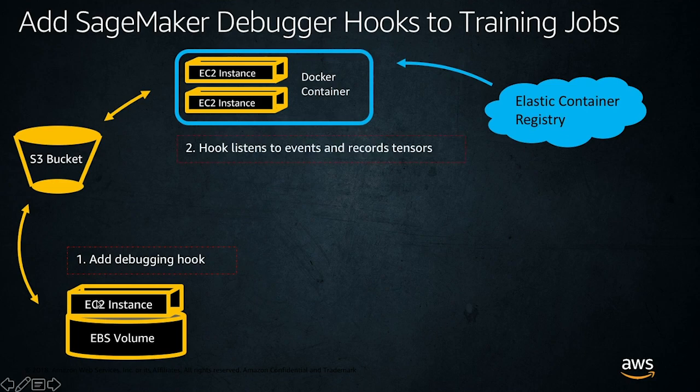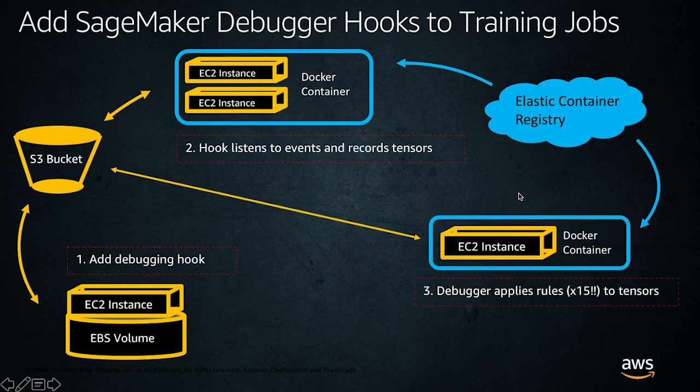And then when our training job comes online and starts to actually train our model, that hook is going to be listening to events. And it's actually recording tensors. So it's going to be listening to specific events in that training job based on what you set up. And then it's going to be recording those tensors and dropping those back in S3 eventually. And then debugger is going to be applying rules to those tensors. So those tensors are going to land back in S3, right? Those tensors are going to make their way back to S3.